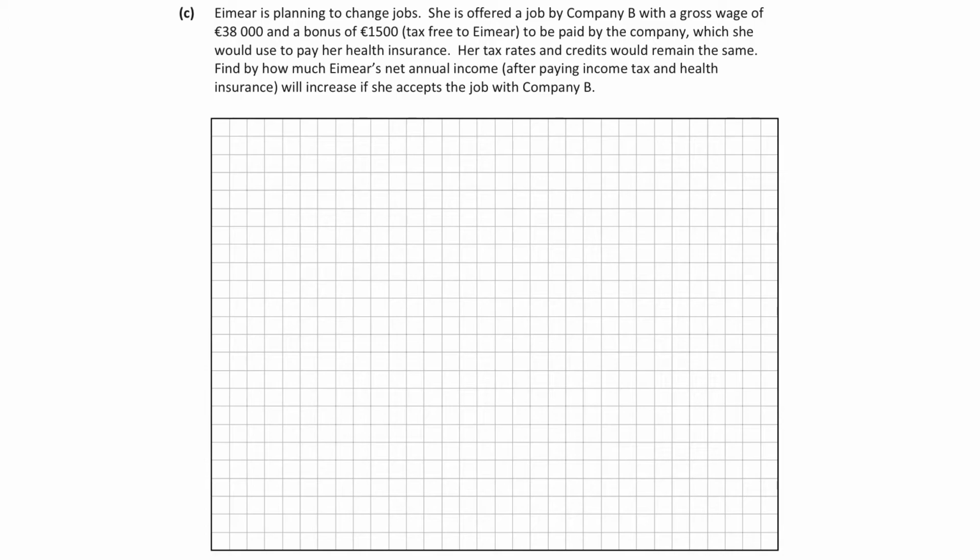Okay, so a lot going on there. So let's just have a look. So we have a gross wage, so we can highlight that, of 38,000. We have a bonus of 1,500, and again, that will pay off her health insurance. Okay, her tax rates and credits remain the same. Find out how much Emer's net income will increase, okay, if she takes a job with company B.